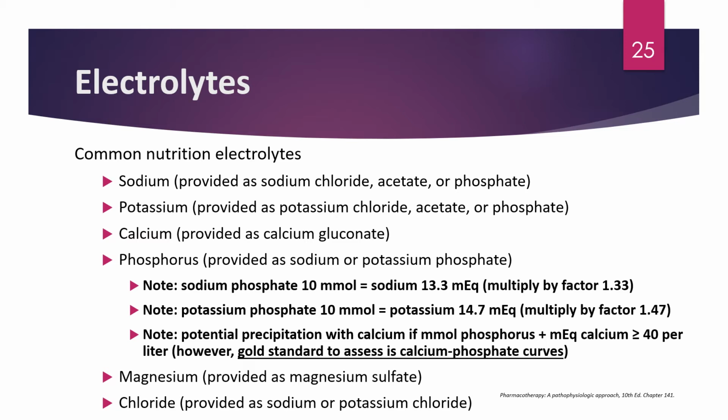However, what we usually like to do in the cases of calcium and phosphorus is to plot what's known as a calcium phosphate curve. And that is basically the gold standard that we use to determine if a patient might precipitate calcium and phos. Additionally, we do have magnesium and chloride salts available as well. Magnesium is magnesium sulfate, and we did talk about sodium and potassium chloride above. Going back to calcium and phosphate curves, though, I'll show you this on the next slide.